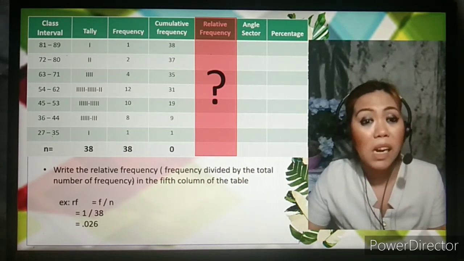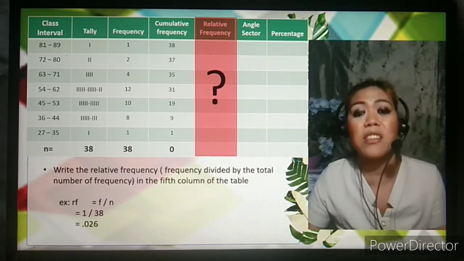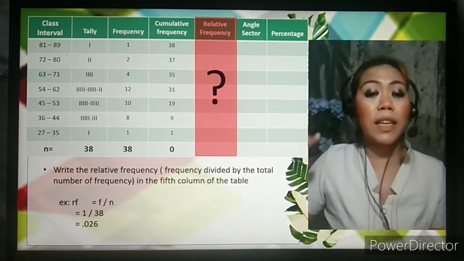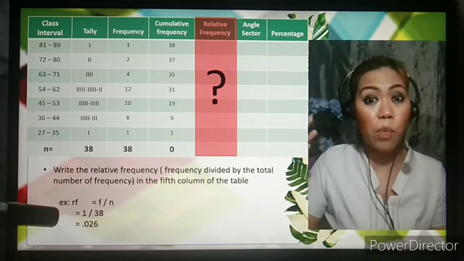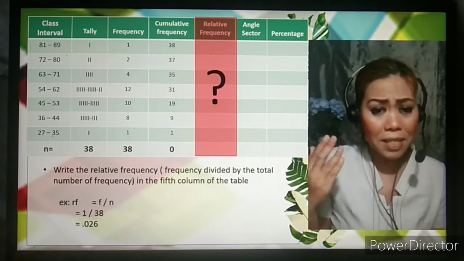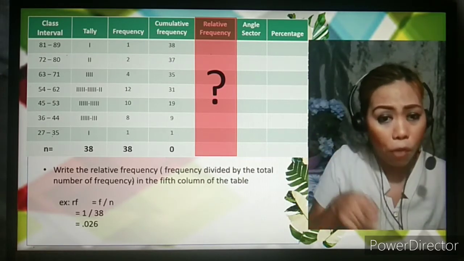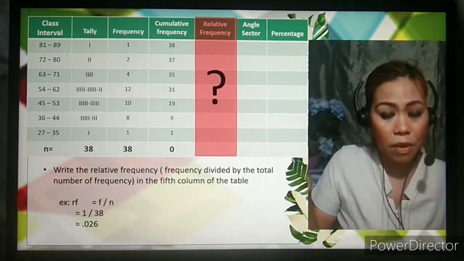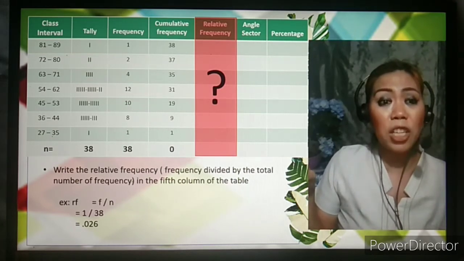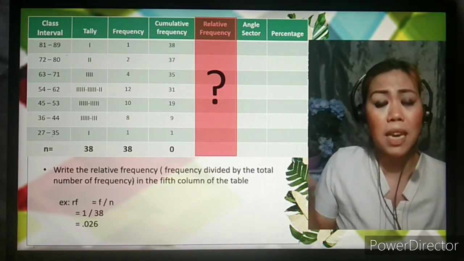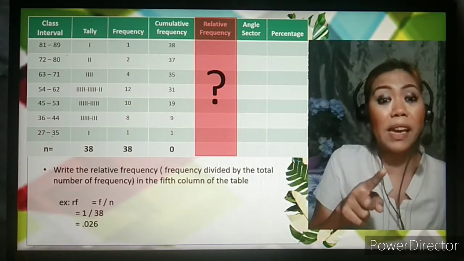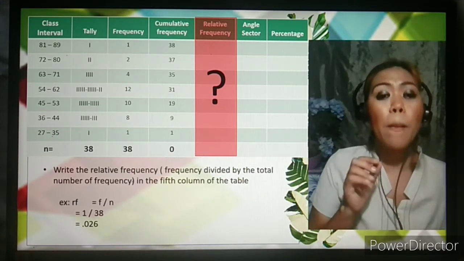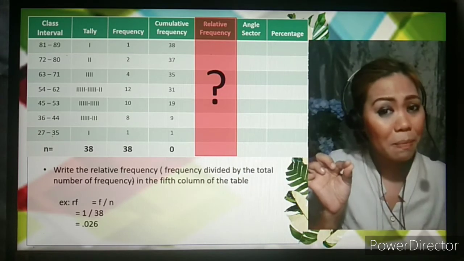Okay. Next step. Write the relative frequency in the fifth column of the table. Okay, look at the bottom. As you can see, we have an example right there. RF, which is relative frequency. Relative frequency is equal to frequency divided by the total number of frequency. So in interval 84 to 89, the frequency is 1, right? So we have to divide it by 38. So it is equal to 0.026. All right?